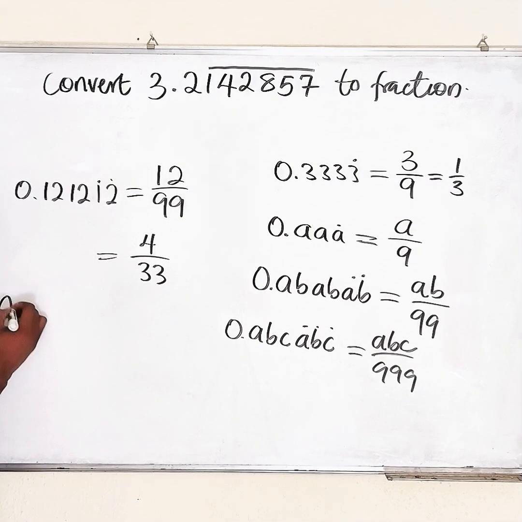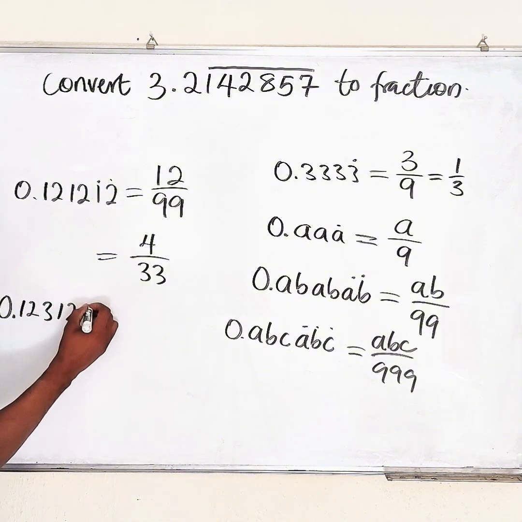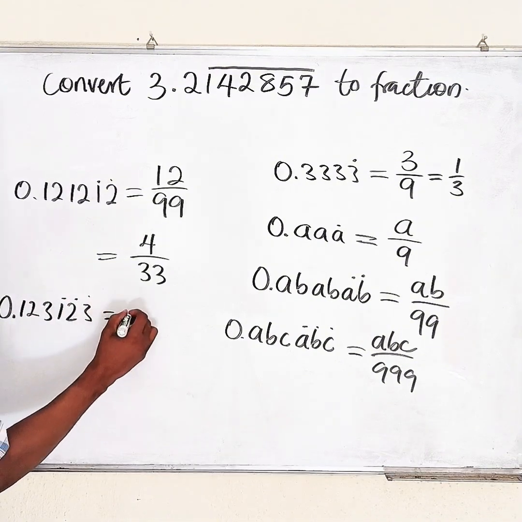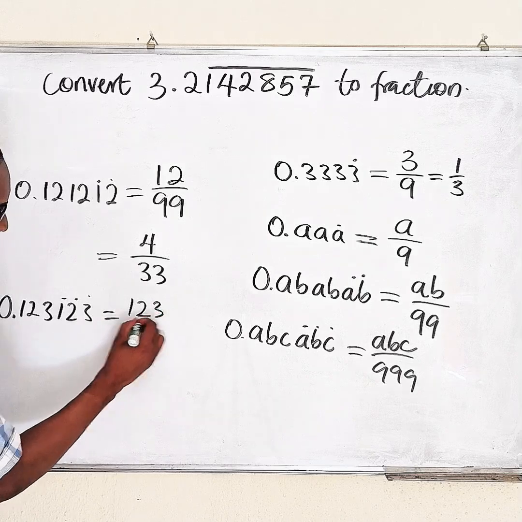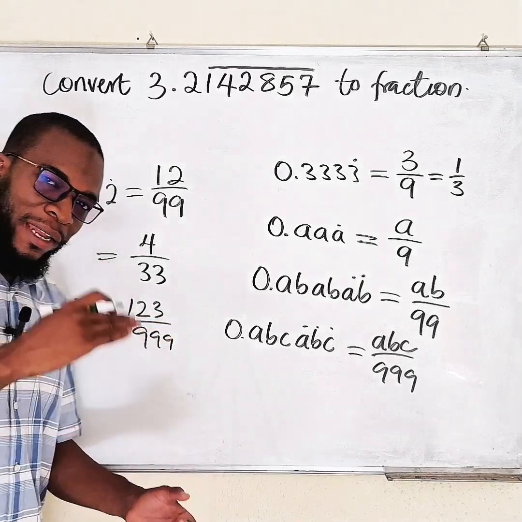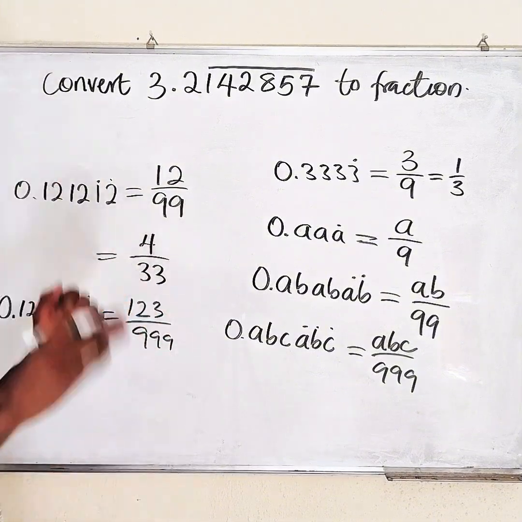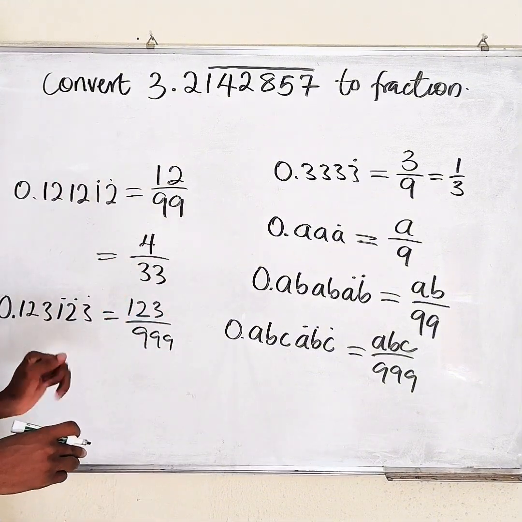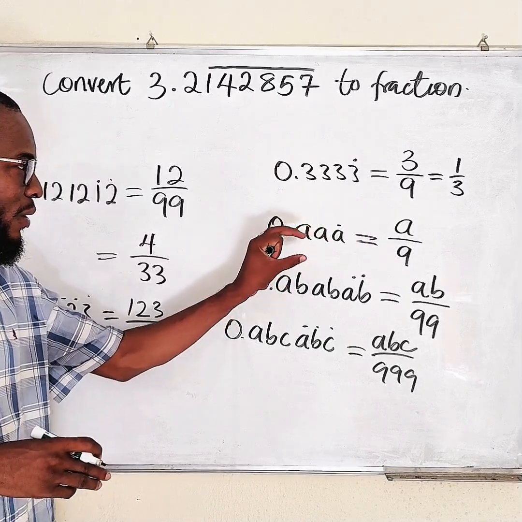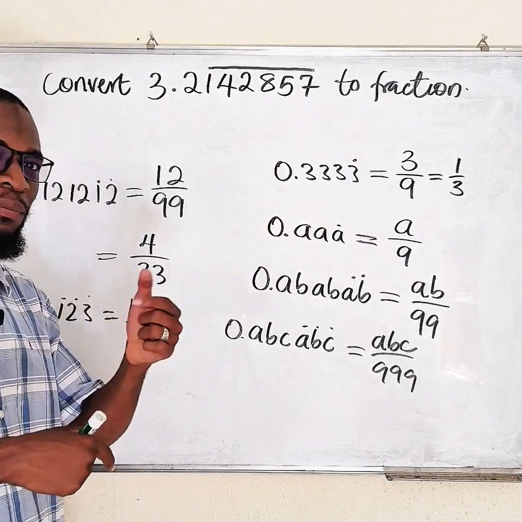For example, we have 0.123123, 1, 2, 3 keeps on recurring. This is the same thing as 123 divided by 999. If there are 4 digits, 9999. If there are 5 digits, 99999. But all these non-terminating decimal numbers are in the form of 0 point something.